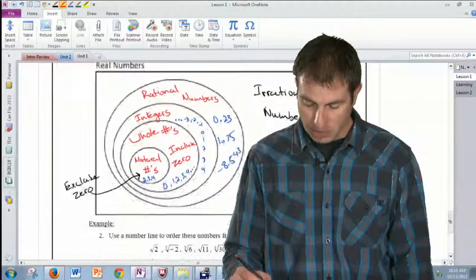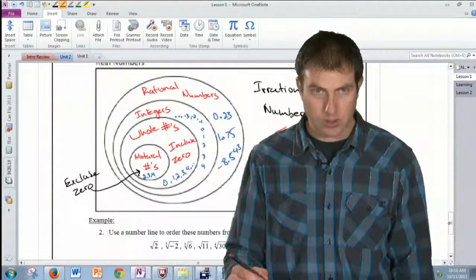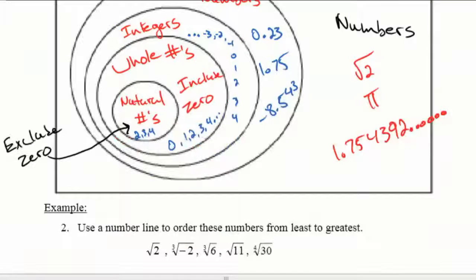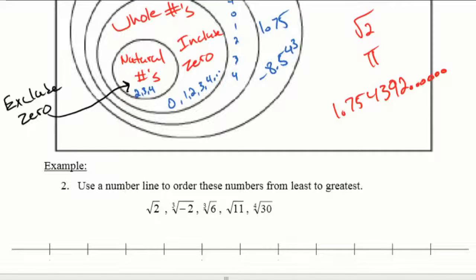So the last example we're going to do today is using a number line. Order these numbers from least to greatest. So if you think about what we're dealing with here, square root of 2 is going to be about 1.4. Cube root of negative 2, not sure what that is off the top of my head, but it's going to be a smaller number. Cube root of 6, square root of 11, and the fourth root of 30.